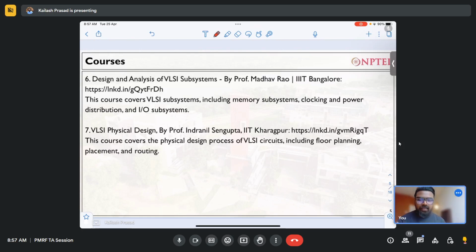Now, the next course, again one of the very famous courses because the professor is very famous, right? Professor Indranil Sen Gupta. I've already shown one of his courses from digital design, right? And this course is again marvelous, right? If you want to understand the back end of the design, the physical design, how at tool level these chips are designed, how everything is laid out, what kind of algorithms are used over there, and how these tools work, all of these concepts will be cleared by this VLSI physical design course from Professor Indranil Sen Gupta.